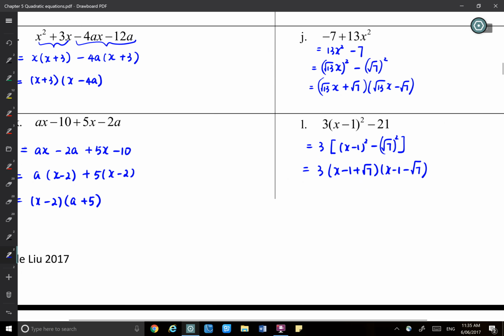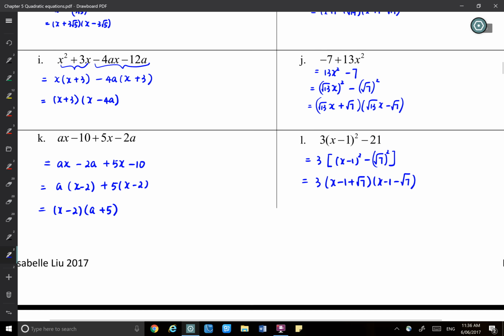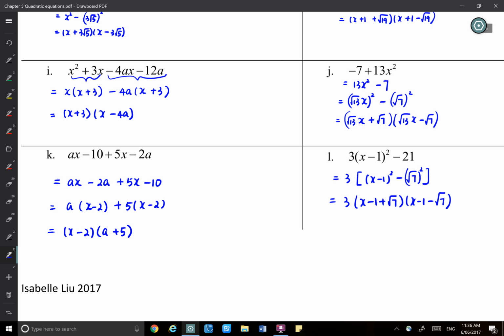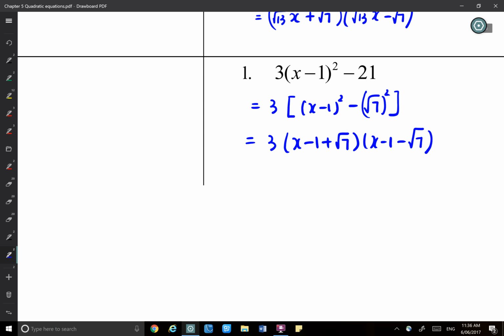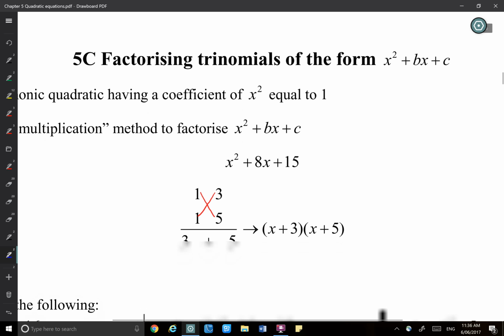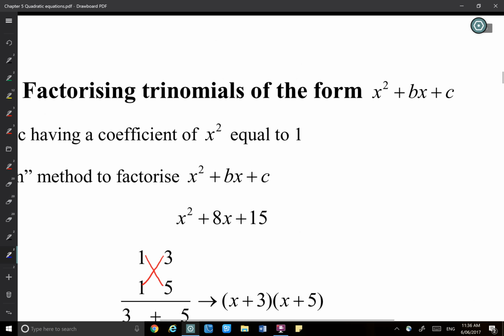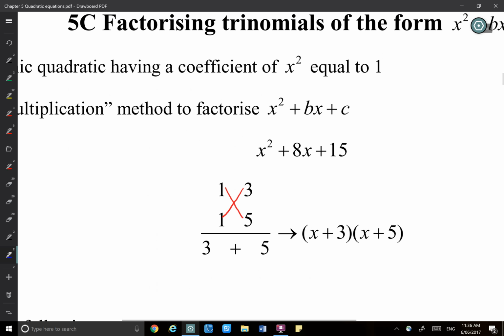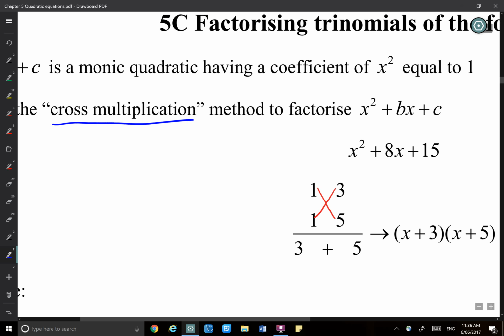Okay, that's for the simple factorized questions. For simple factorized questions, you only use common factors, difference of perfect squares and the grouping method. Okay, the next page will be factorizing quadratics, trinomials of the form x squared plus bx plus c. So you only have one x squared, and I use this method called cross multiplication.